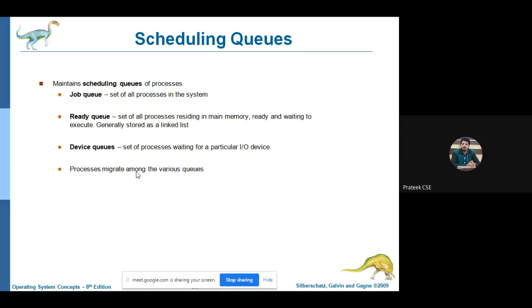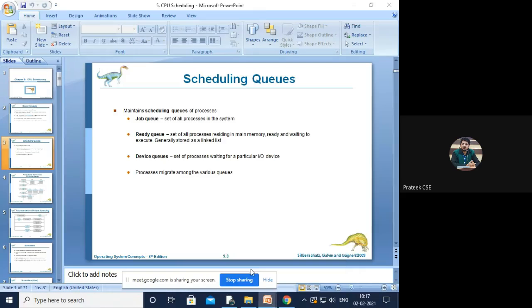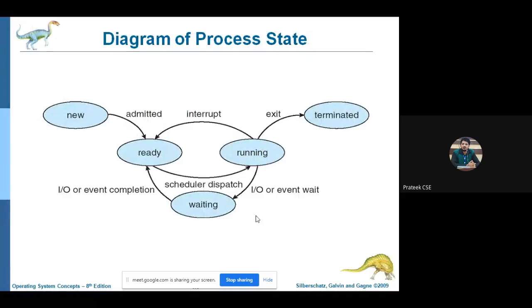The very first is the job queue. If you remember this particular diagram, we have the new state and the ready state. The new state is where we have all the processes in the hard disk which are created by us. The job queue is simply the set of processes which are currently in this new state, and this new state is also known as the job pool.